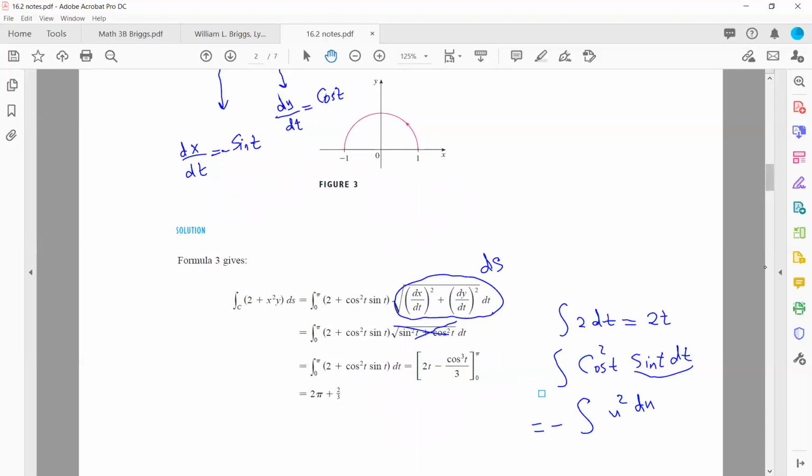So here you have negative a third u cubed, and your u is just cosine. So you get cosine cubed of t. That's how you get cosine cubed down here. Then you plug in pi, then you plug in 0. Try to simplify as much as you can. The final answer is 2 pi plus 2 over 3.